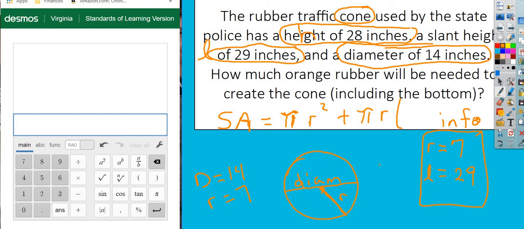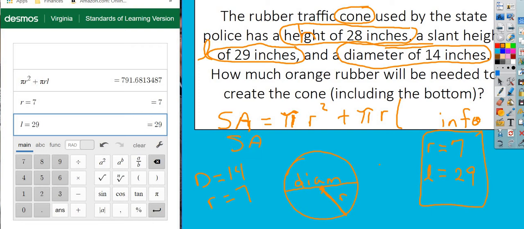The next thing I'm going to do is go to my calculator and I'm going to put in pi r squared plus pi r l. And you have to type that very carefully, and you should really learn to use your keyboard because it makes typing it so much easier. On the next line, I'm going to put in the information from my info box. R equals 7. And the next line, L equals 29. If you look, it answers the question for you.